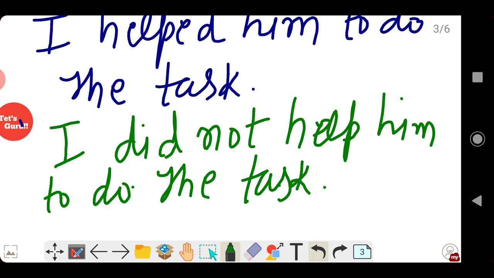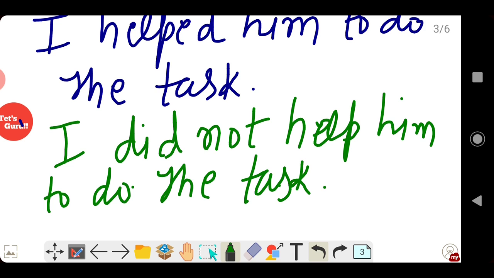By the way, do not go by the conclusion of the negative sentence, because everyone should help someone out if they are stuck somewhere or working on some project. If they are confused or stuck in a problem, and we know the solution, we should go and tell them the solution. We should help everyone. So don't go by the negative sentence. I didn't help him to do the task.